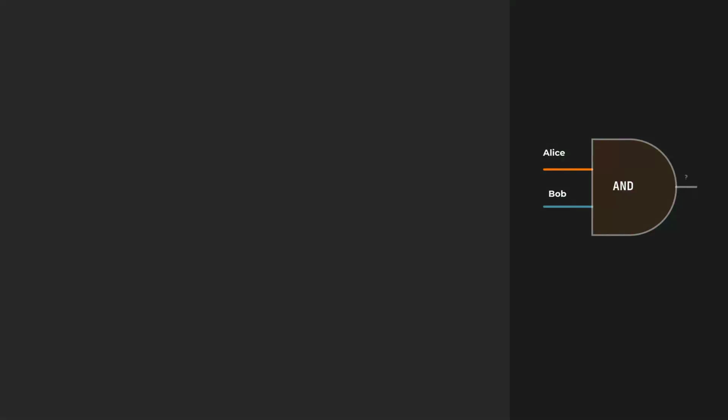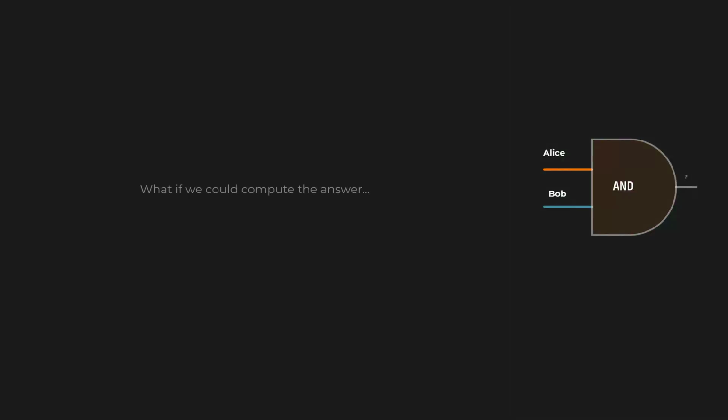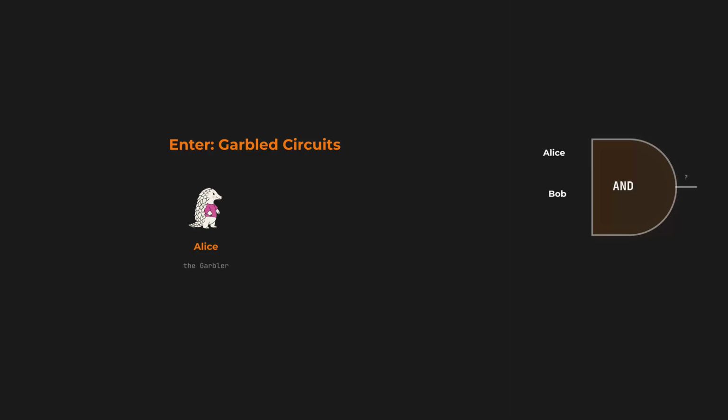So what if we could compute the answer without either side actually seeing the inputs? That's exactly what garbled circuits let us do. In a garbled circuit, there are two roles. Alice is the garbler. She's the one who prepares the encrypted circuit. Bob is the evaluator. He's the one who runs the circuit and gets the result. Let's walk through how this works step by step.